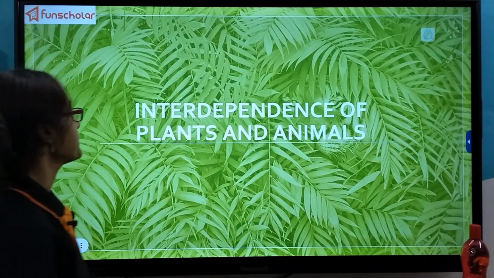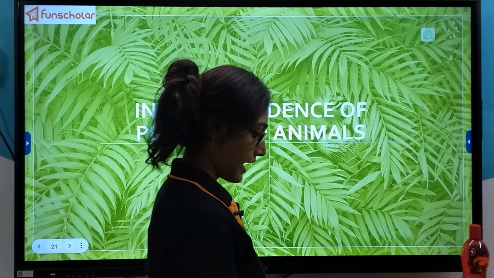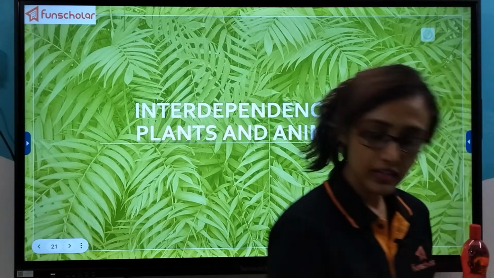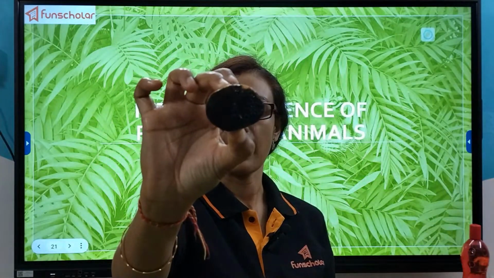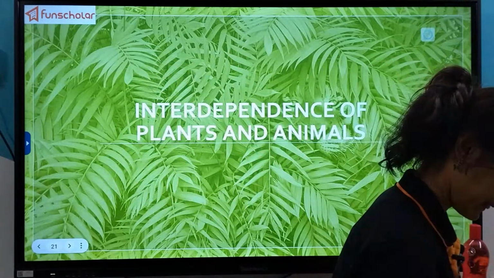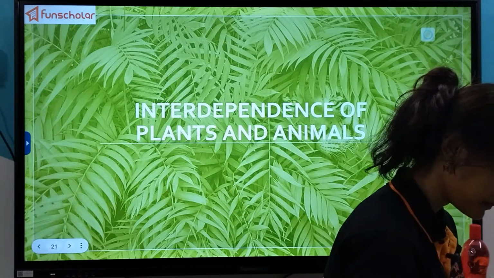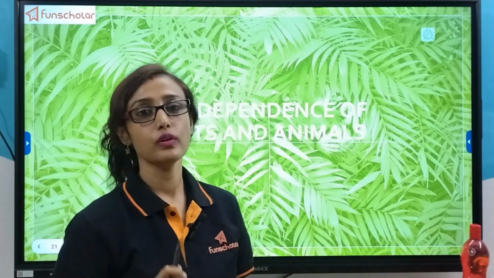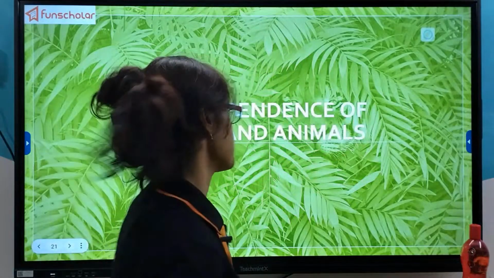Okay, interdependence of plants and animals. So what do you mean by interdependence? See, it is gradually turning more black, right? Okay. But you do not perform this experiment at your home. If you do, you will do under your parental observation.